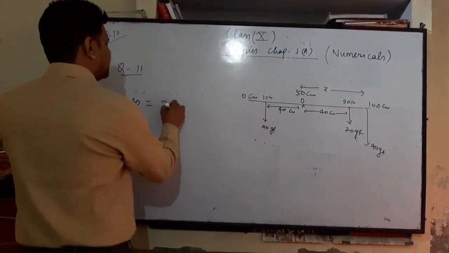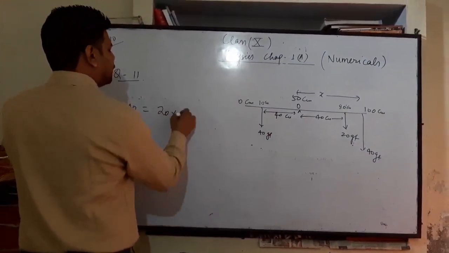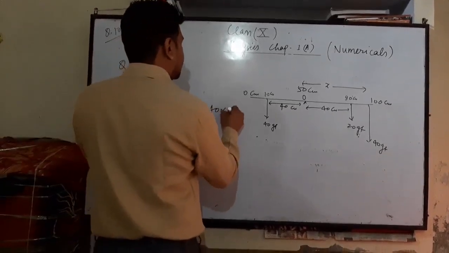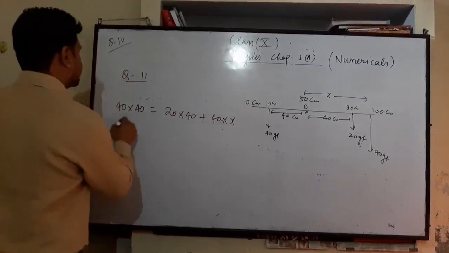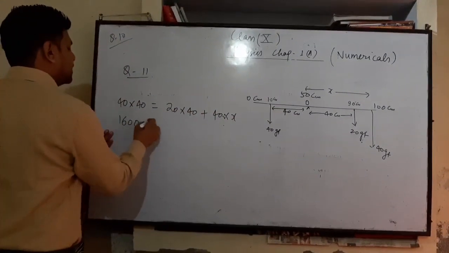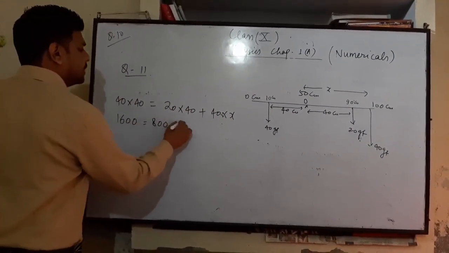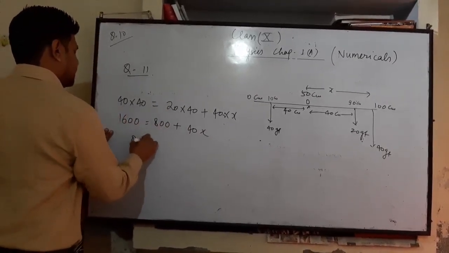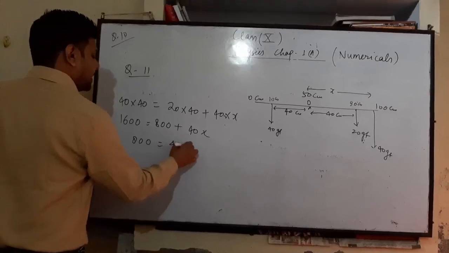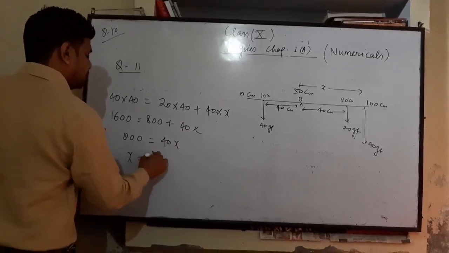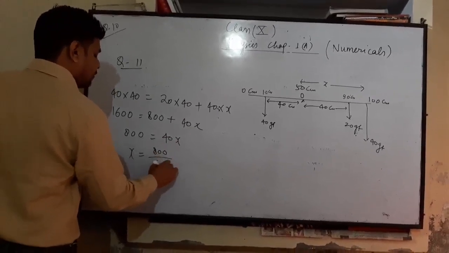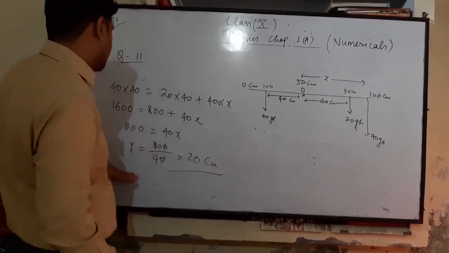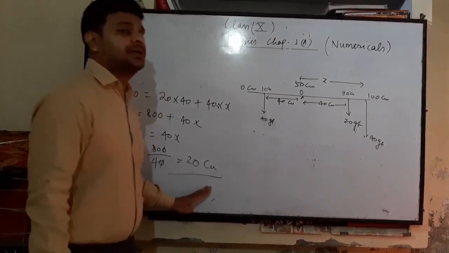Then 20 gram force into 40 plus 40 into x. Now this is 1600 equals 800 plus 40x. So 800 is equal to 40x. x is equal to 800 upon 40, which is 20 centimeter. Now the value of x is 20 centimeter.